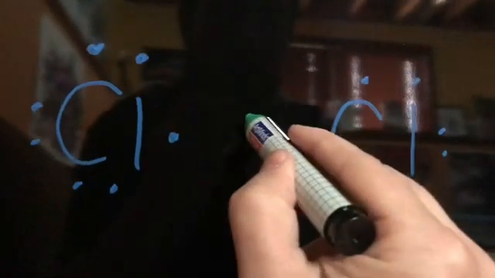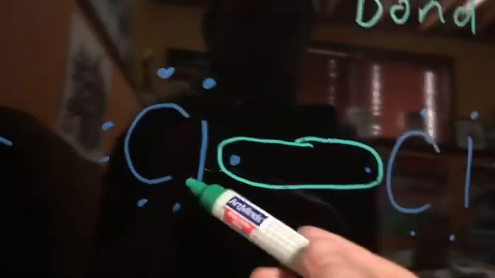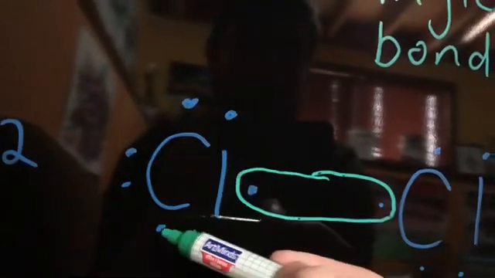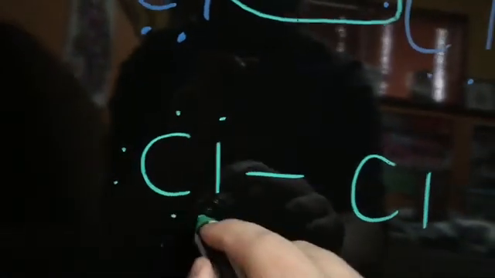So what happens is they are going to share those 2 electrons. So now chlorine has 1, 2, 3, 4, 5, 6, 7, 8, and this chlorine has 1, 2, 3, 4, 5, 6, 7, 8. And we can also draw that like that with just a line in between, and then we just put the rest of the dots around it. We're going to take a look at a few more examples here.